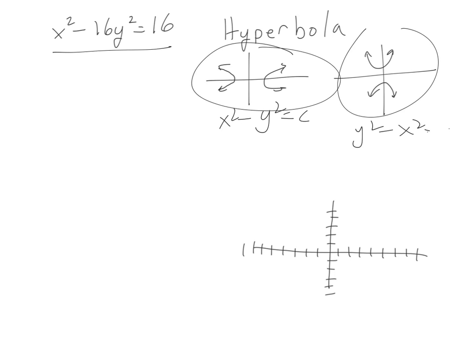So step 1 is to go ahead and make sure that one side of this equation equals 1. So I'm going to go ahead and divide everything by 16. So I'm going to get x squared over 16 minus a y squared equals 1. That's what happens when I divide each of these by 16.